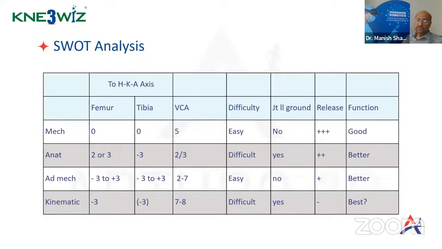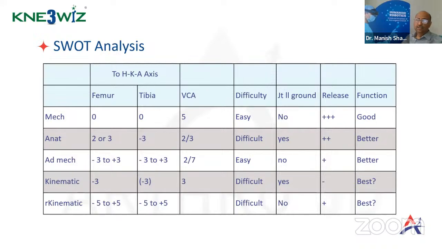Kinematic, with calipered resection, femur in valgus, tibia in varus. Slightly difficult with conventional instruments. The joint line comes parallel to the ground. With a pure kinematic alignment, no releases are required, and thus gives probably the best function. Restricted kinematic alignment to within plus minus 5 degrees.